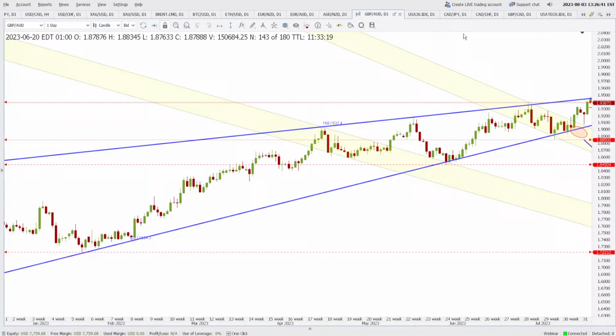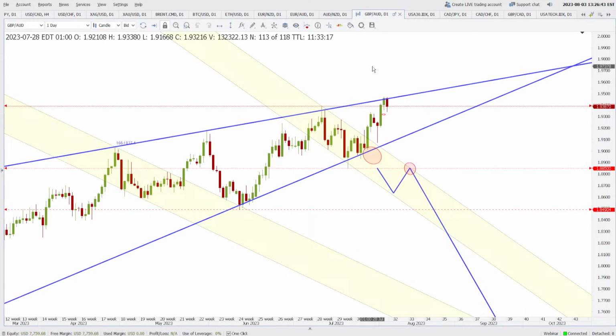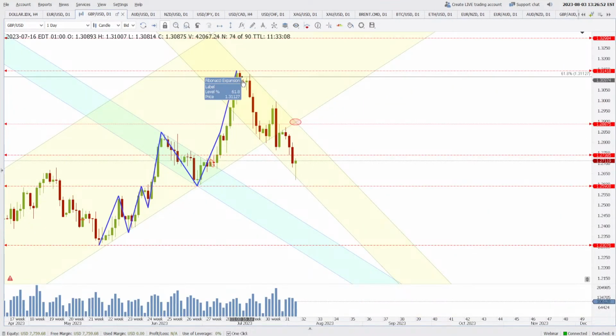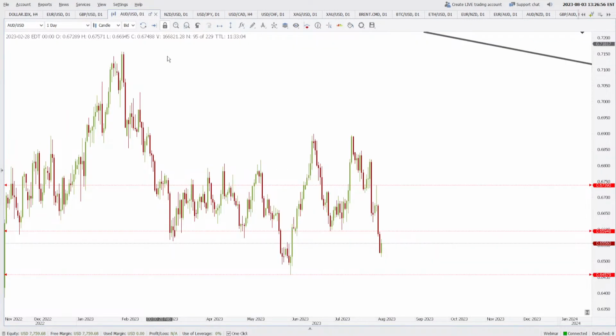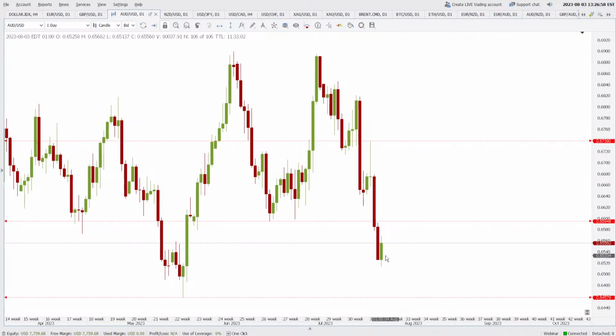Pound against the Australian dollar. Okay. Now, one thing you see, why do you think that this candle is red? I'll ask you this question again. So you see that the pound against the US dollar is green. Australian dollar is also green.